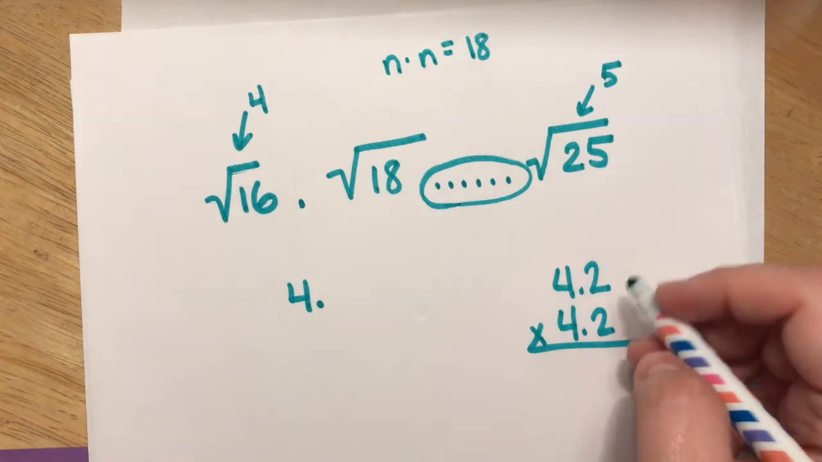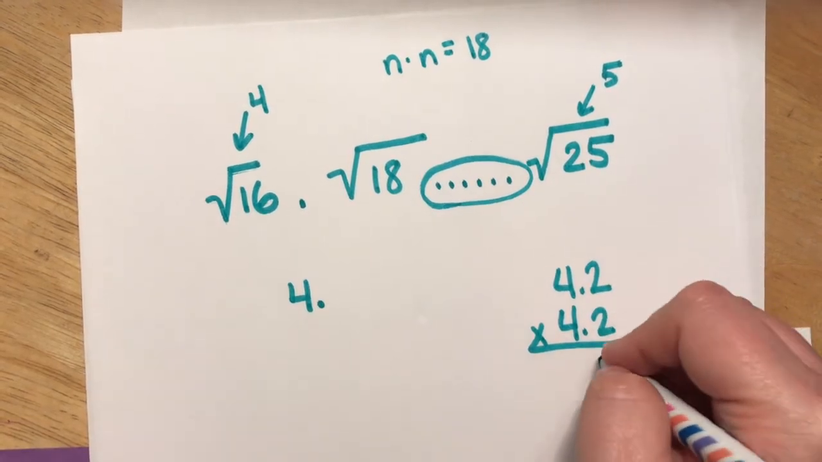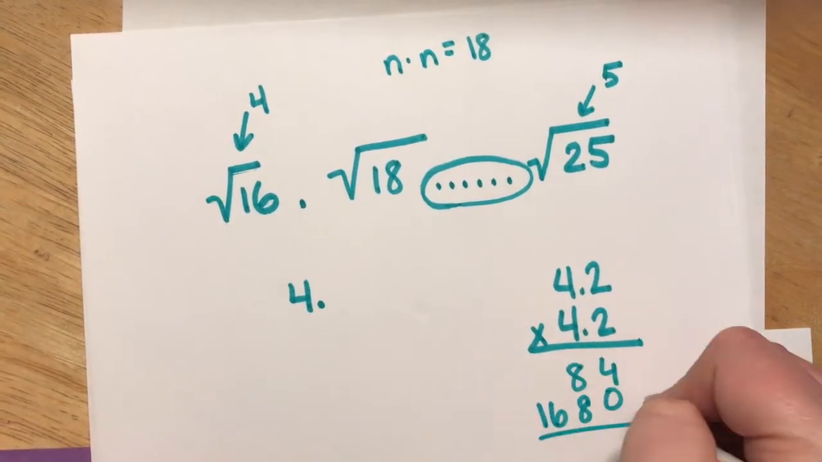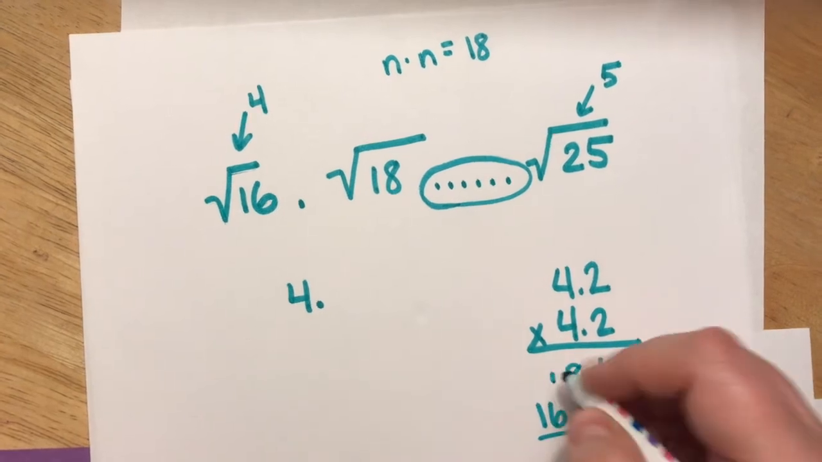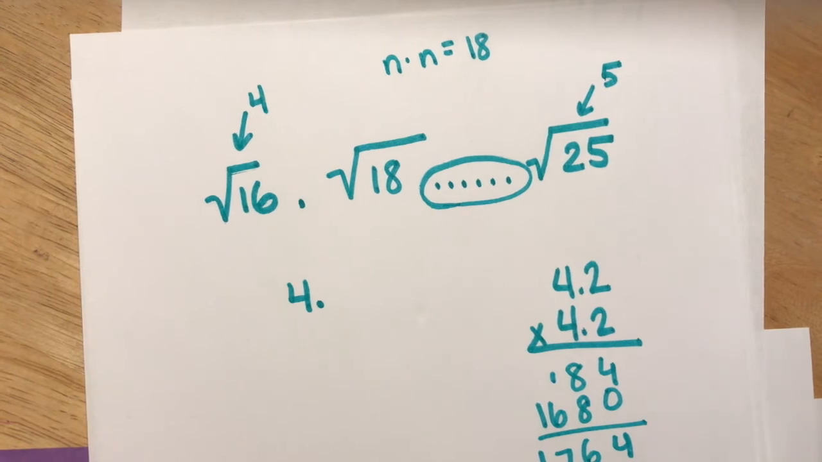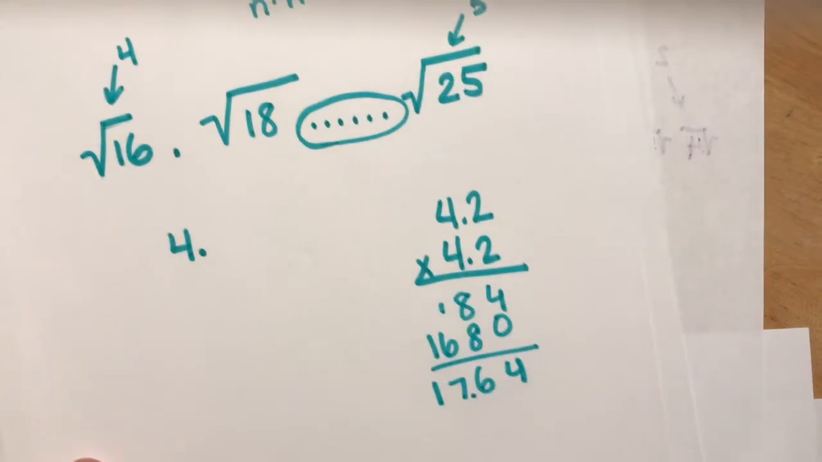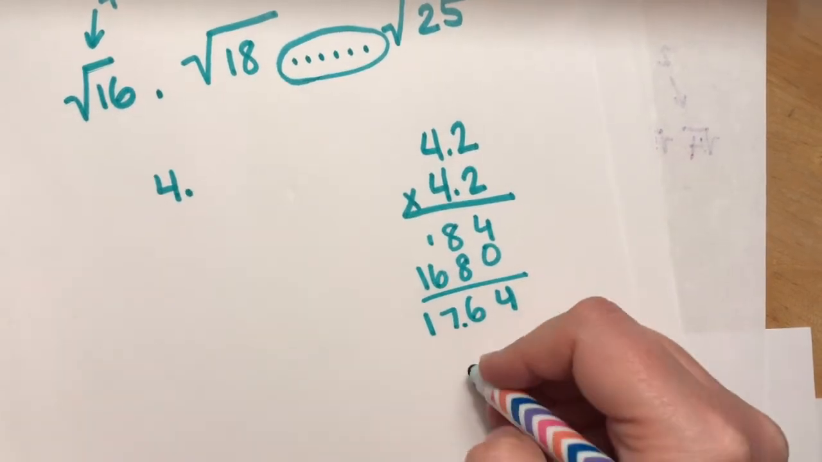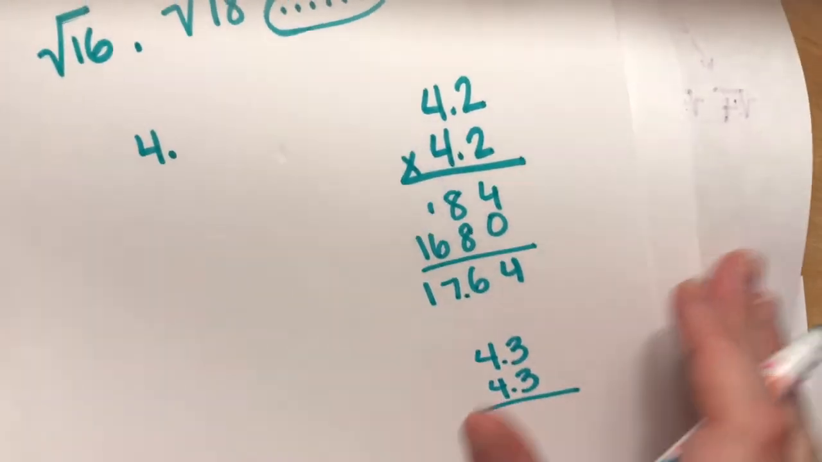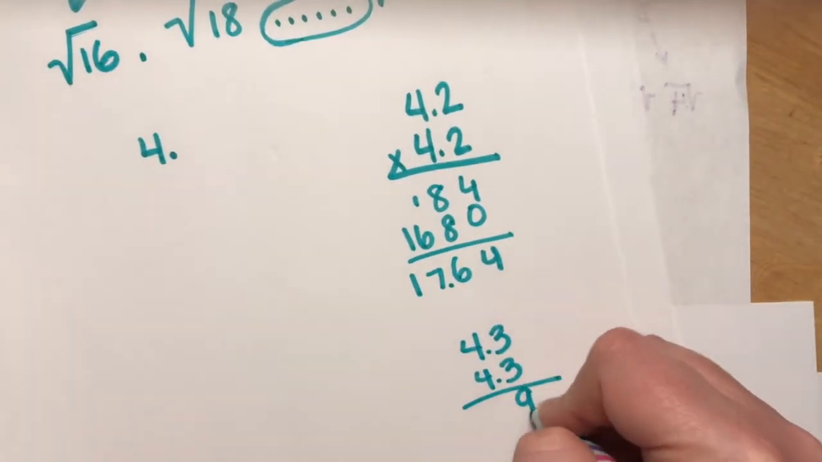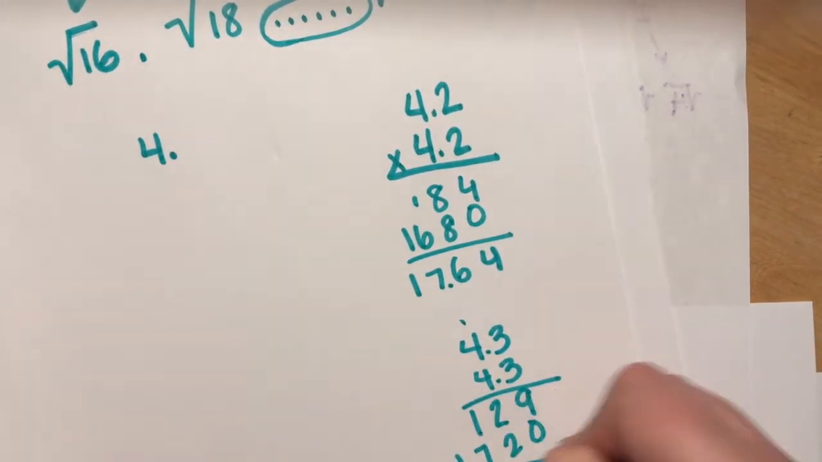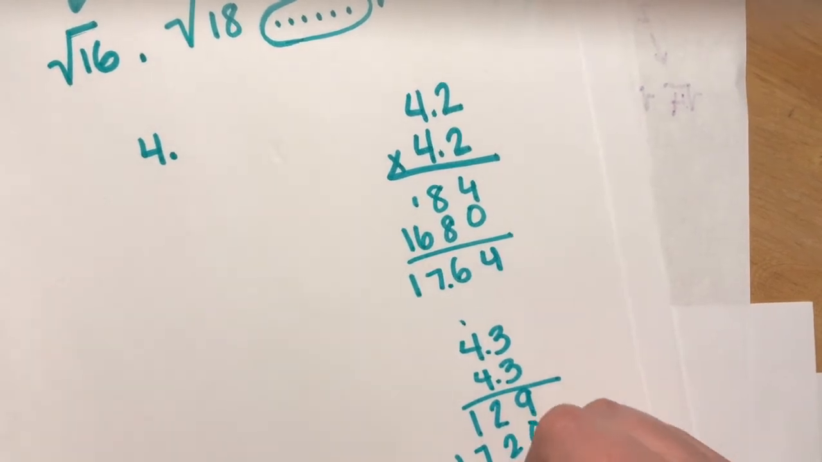So in this case, 2 times 2 equals 4, 8, 8, and then 16. And so add these together, 16, 7. So I end up with 17 and 64 hundredths. So let me try 4.3. I'm betting that's too much, but I'm still going to try it anyway. 4.3. That's going to give me 9, 12, and then 12 here, 16, 17, 9, 4, 8, 1.